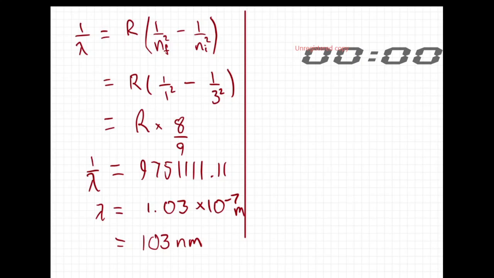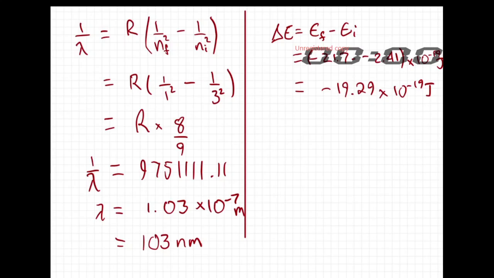Now, the other way of solving that was just using the change in energy, which is E_f minus E_i. And that ends up being negative 21.7 minus negative 2.41, all by 10 to the negative 19. Little trick there with your units: you can do the SI notation outside brackets. That gives you negative 19.29 by 10 to the negative 19 joules.